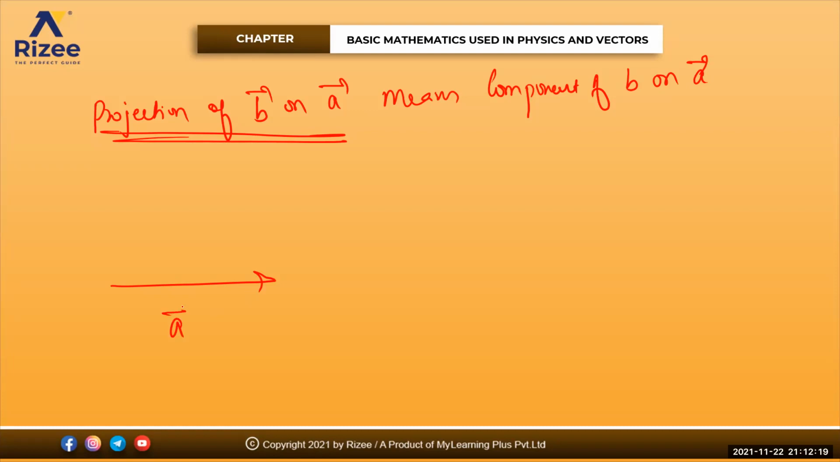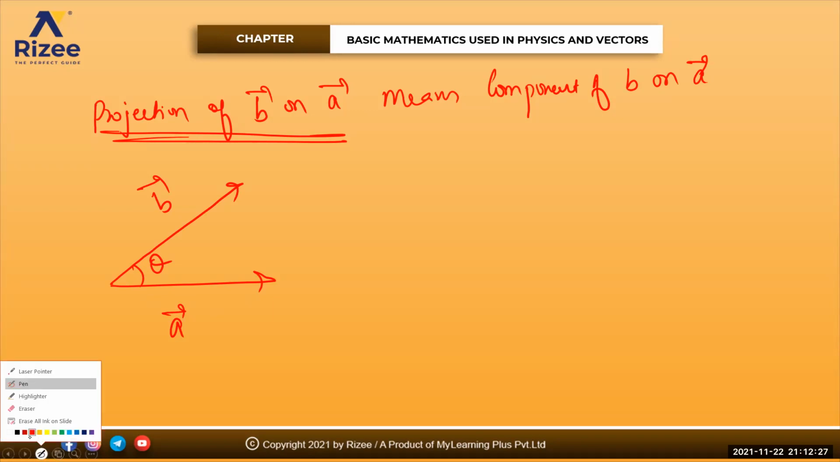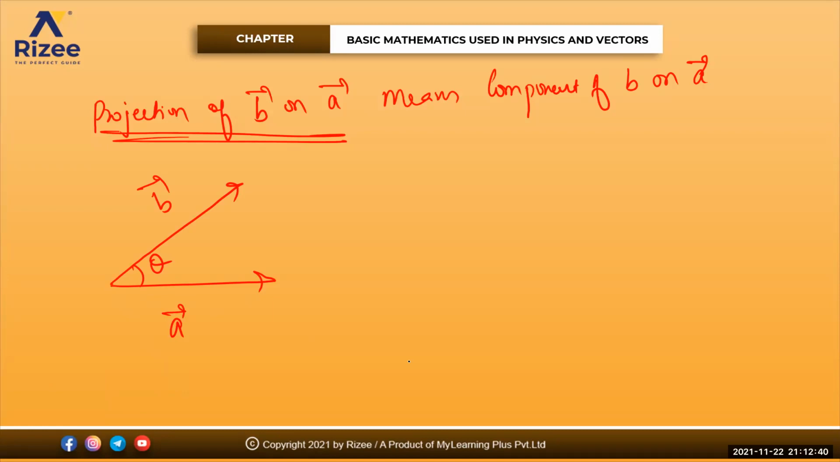See, this is your A bar, this is your B bar, this is the angle. Now resolve the B on your A. If I resolve the B on your A, this will become B cos theta, and perpendicular to this will be B sin theta. So what is the component of B on A? B cos theta.